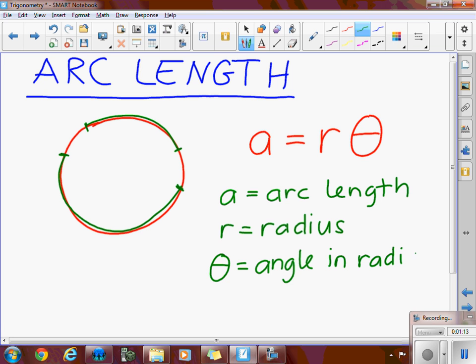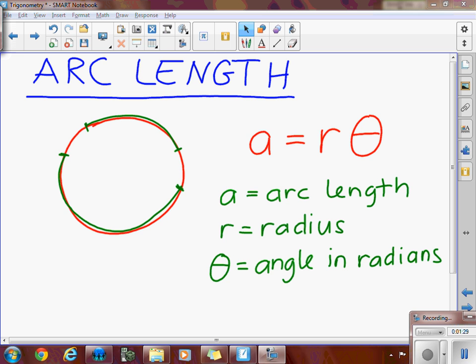And that's one of the most common mistakes that you'll see: you'll do this formula and find the arc length, use the radius, but you'll be using the angle in degrees. Your formula will not work in that case. Our angle has to be measured in radians. So let's look at how we can use this formula to actually find the arc length around a circle.